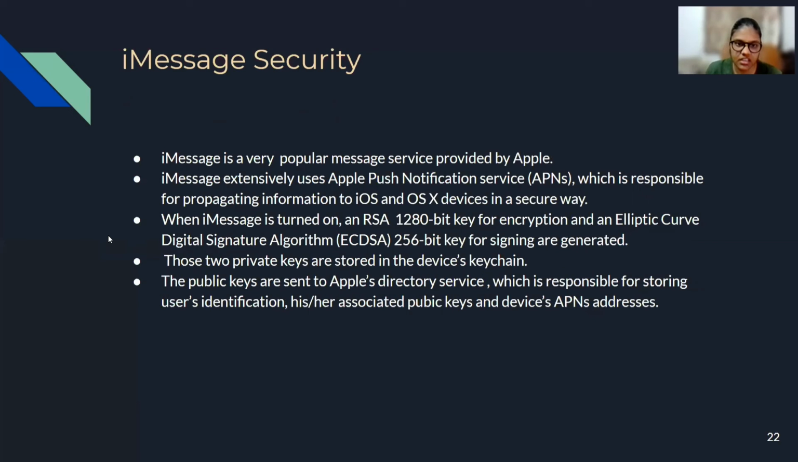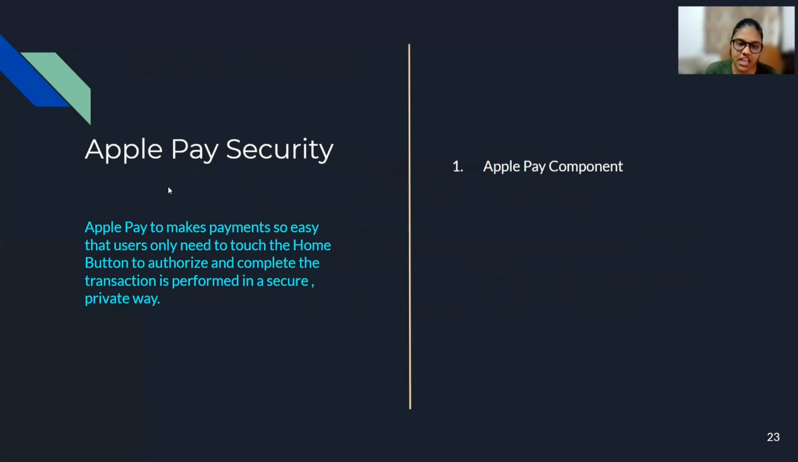Next is iMessage security. It is a very popular message service provided by Apple. It uses APNs, which are responsible for propagating information to iOS devices in a secure way. When iMessage is turned on, an RSA 1280-bit key for encryption and an ECDSA 256-bit key for signing are generated. Those two private keys are stored in the device keychain. The public keys are sent to Apple's directory service, which is responsible for storing users' identification, their associated public keys, and device APN addresses.